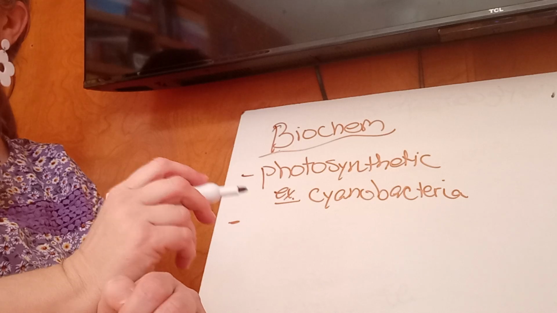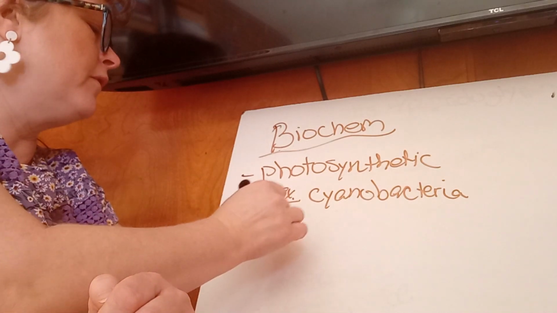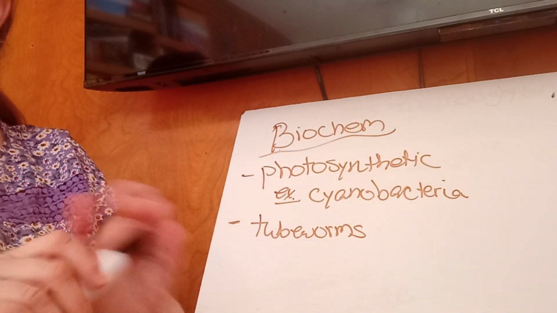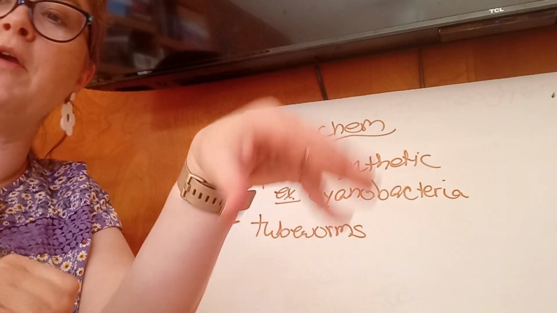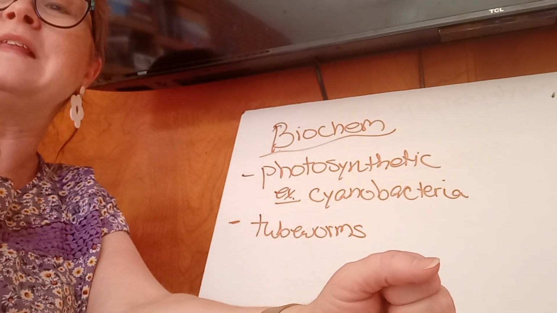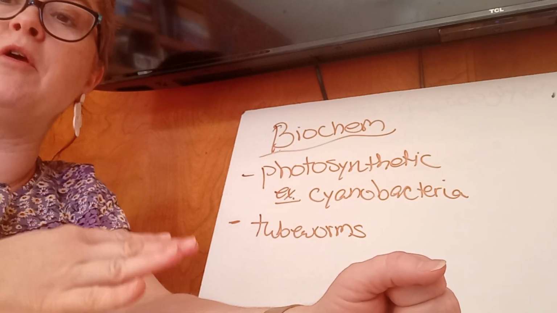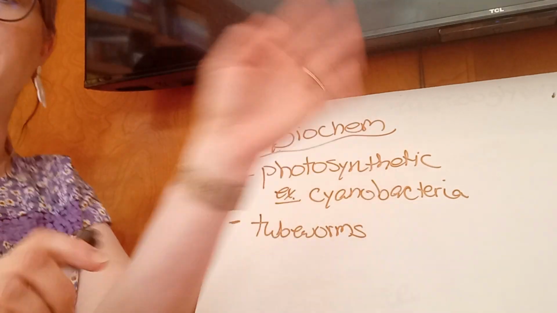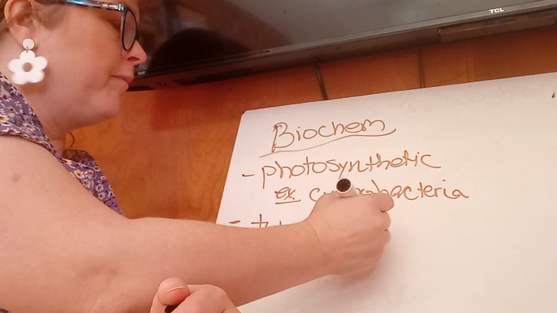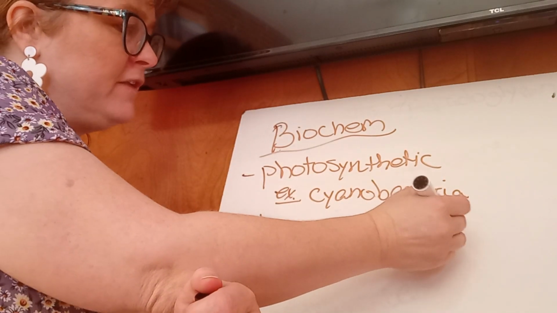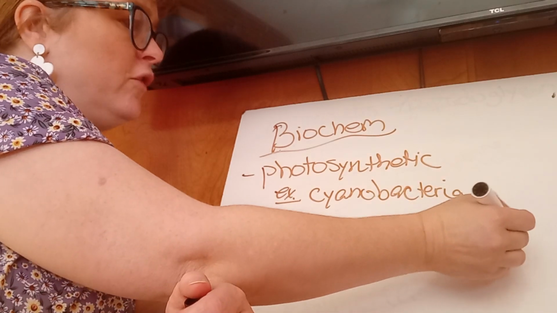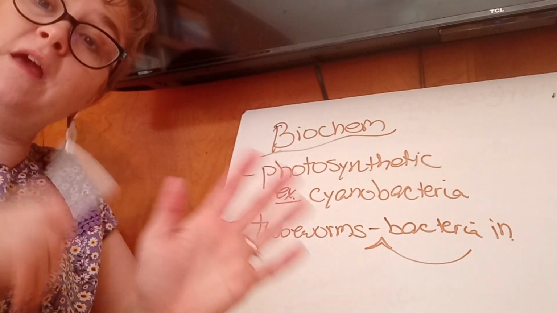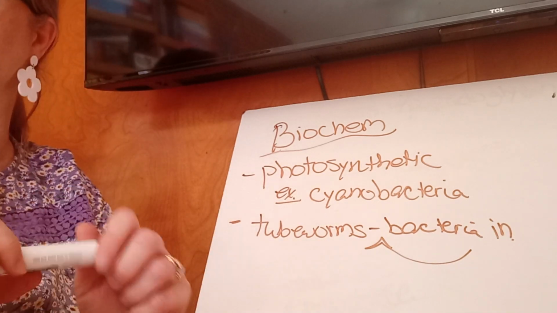Another example is in tube worms. This is non-photosynthetic. The bacteria can convert chemicals into organic matter, and that's called chemosynthesis. So you're taking chemicals and making food out of them. For example, the bacteria in the tube worms can convert chemicals into food.